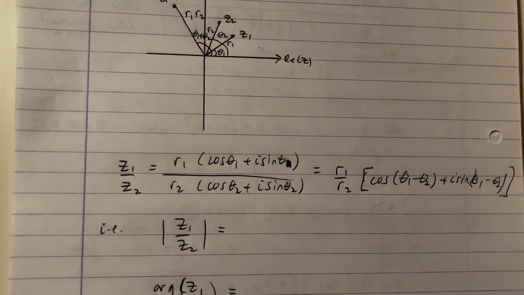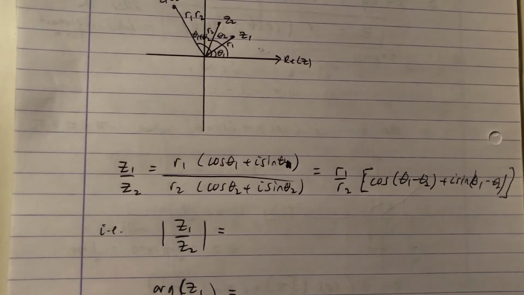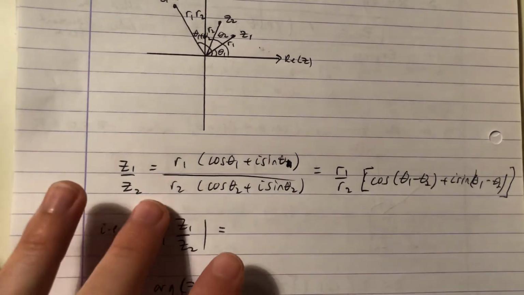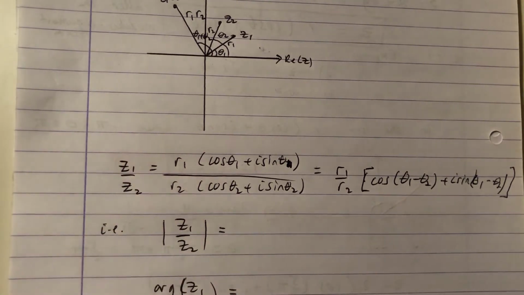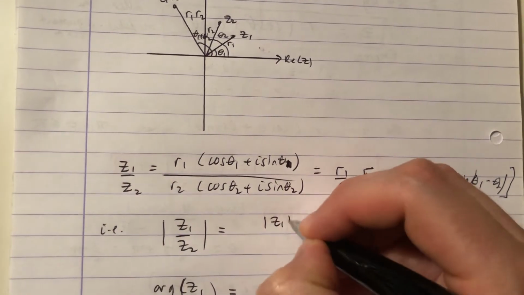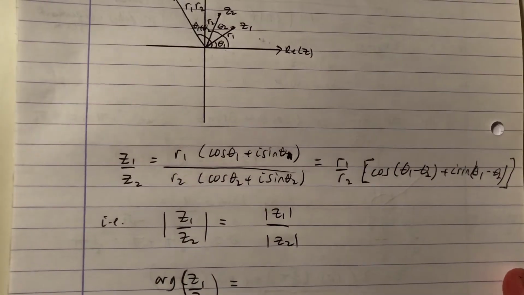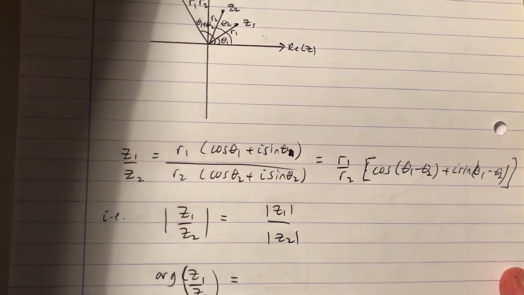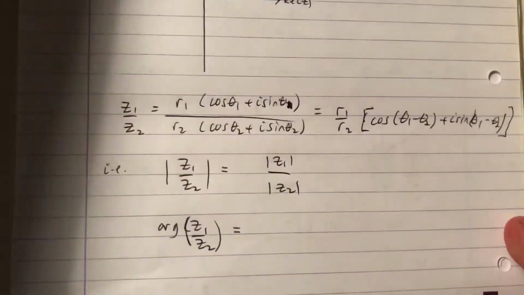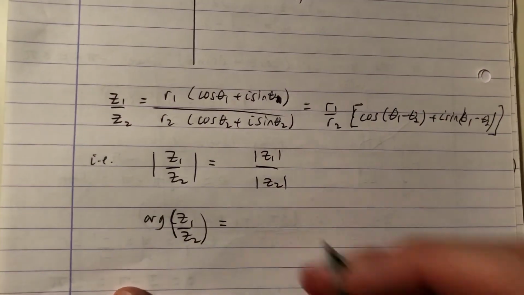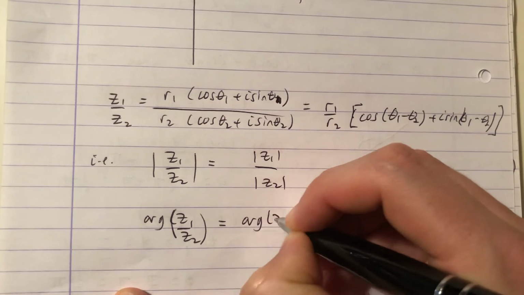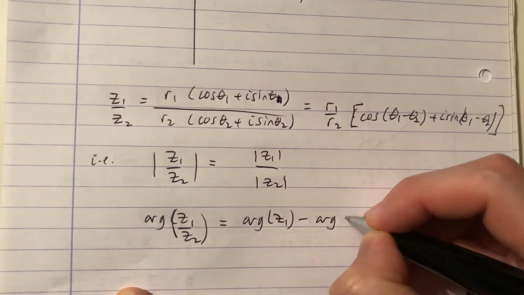So in other words, without even working anything out now, you can use the pattern of z1 over z2. If you wanted to work out the modulus of that answer, it would just be the individual moduluses divided by each other. And if you needed to work out the argument of that answer, you wouldn't have to do any algebra at all. It'd just be arg z1 subtract arg z2.